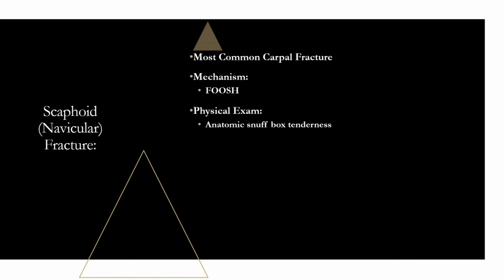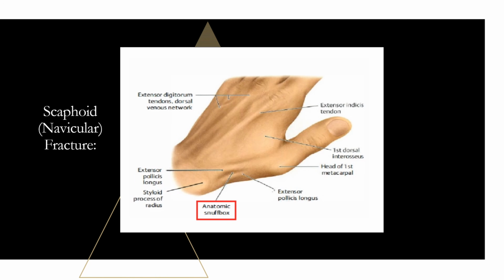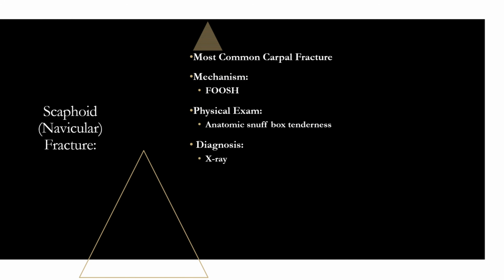The snuff box is located just proximal to the base of the thumb. We can see it there. And it's called the snuff box, I think, because they used to put tobacco in there or something. I don't know, something like that. That's why it was called the snuff box. But that's where the snuff box is. So if you have a patient that fell, they have any tenderness there, that is a scaphoid fracture until proven otherwise. Now, diagnosis, you're going to get your x-rays.